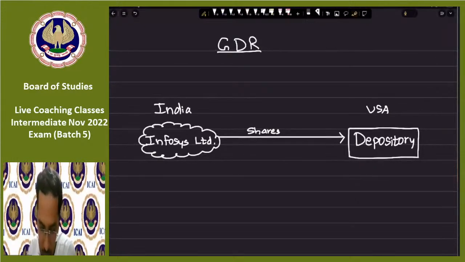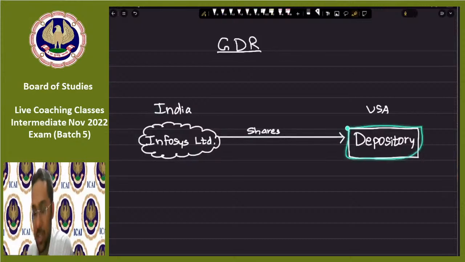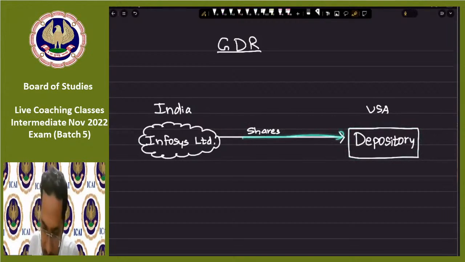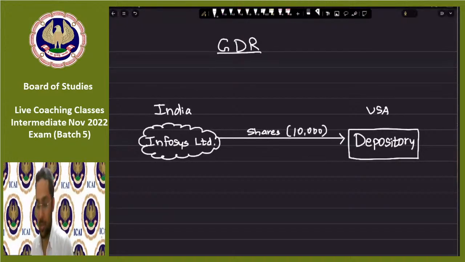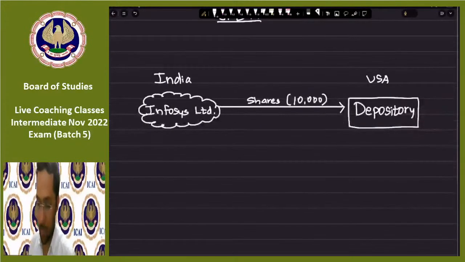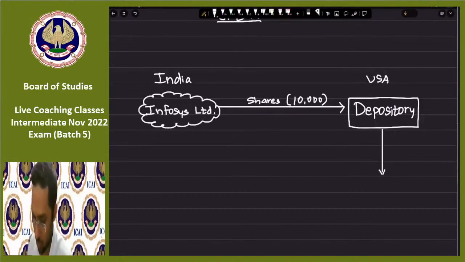Now, what Infosys will do is take the shares and give them to the depository of the US. The US depository is such a large organization, it will understand what these shares are, so it will accept them. Let's say Infosys gave a total of 10,000 shares to the depository. The depository will take these shares and issue 100 depository receipts.